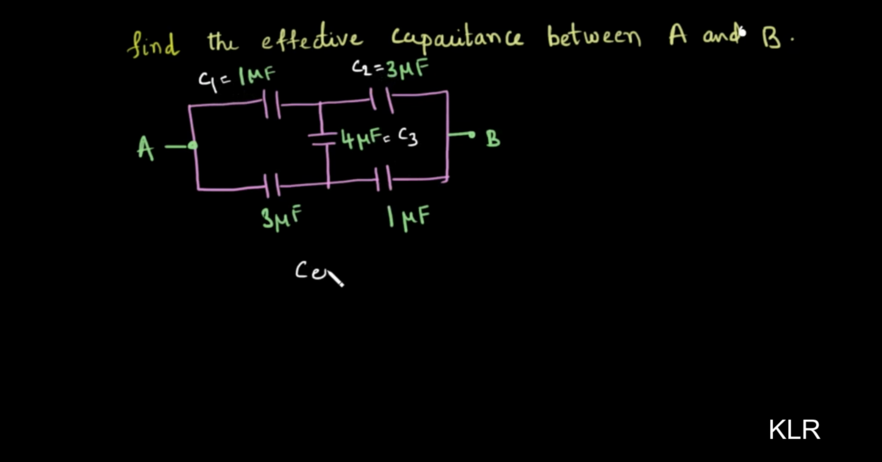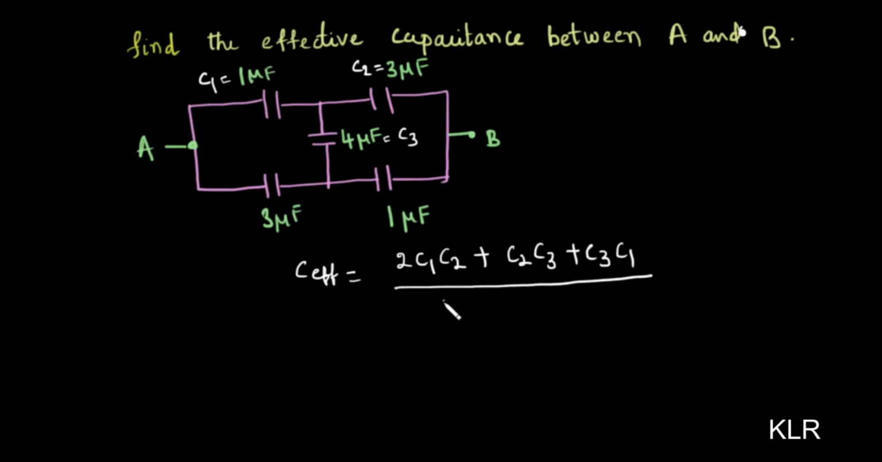Then C effective, the shortcut formula is (2 C1 C2 plus C2 C3 plus C3 C1) by (C1 plus C2 plus 2 C3). Now just substitute the values.